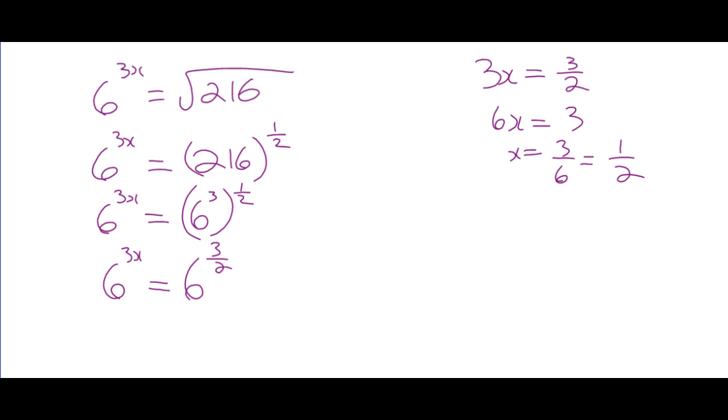You want to check that? We don't have to do anything. Well, if we want to check it, we can go 6 to the 3/2. But maybe we made a mistake here, right? So go 6 to the power of 3 times 1/2, hit enter, go square root 216, hit enter. They should be the same.